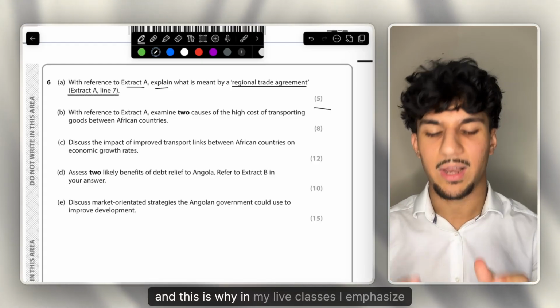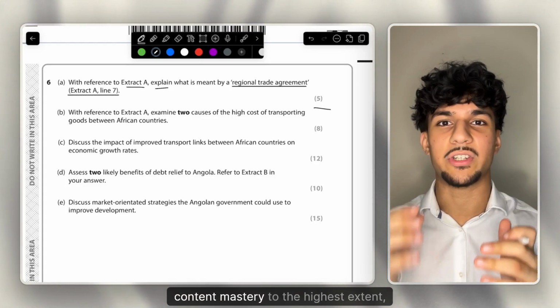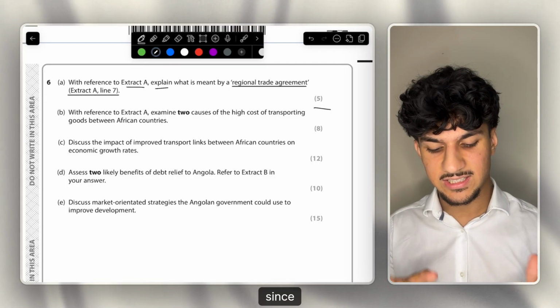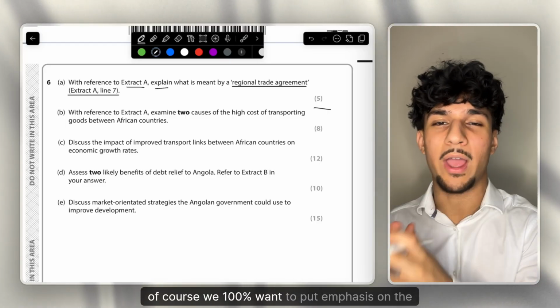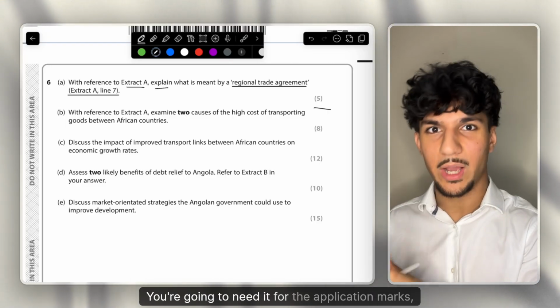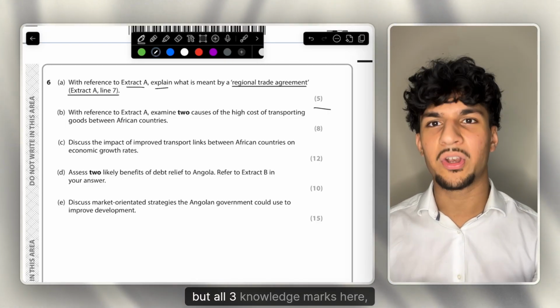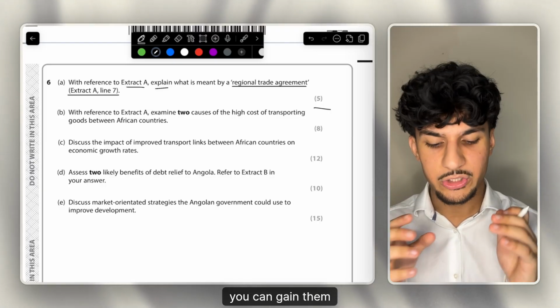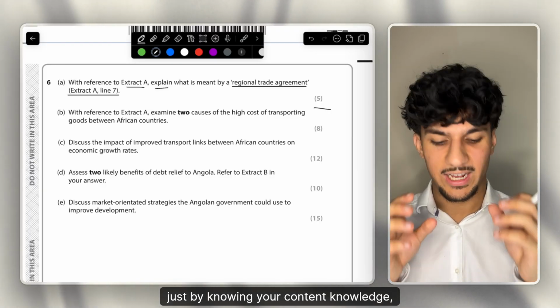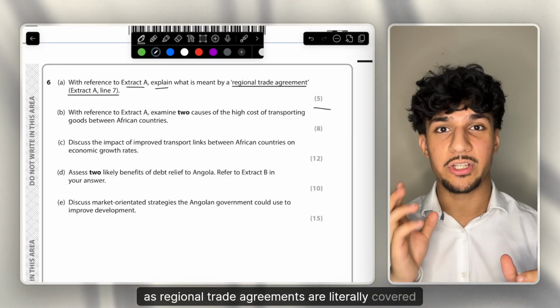And this is why in my live classes I emphasize content mastery to the highest extent, since of course we 100% want to put emphasis on the extract. You're going to need it for the application marks, but all 3 knowledge marks here, you can gain them just by knowing your content knowledge, as regional trade agreements are literally covered in the spec.